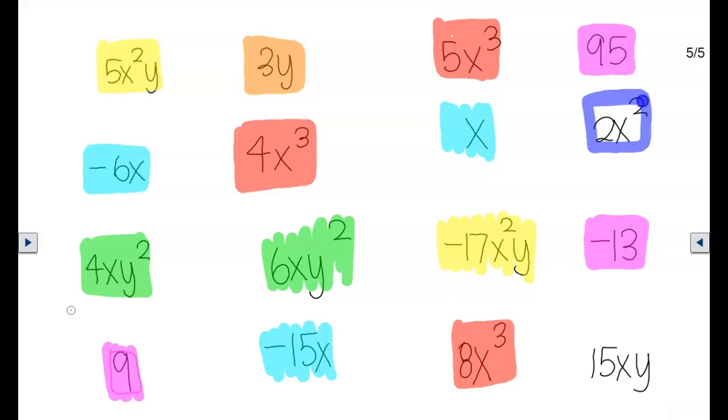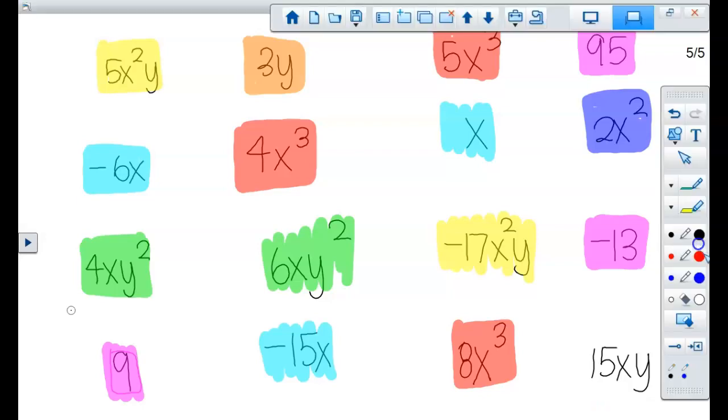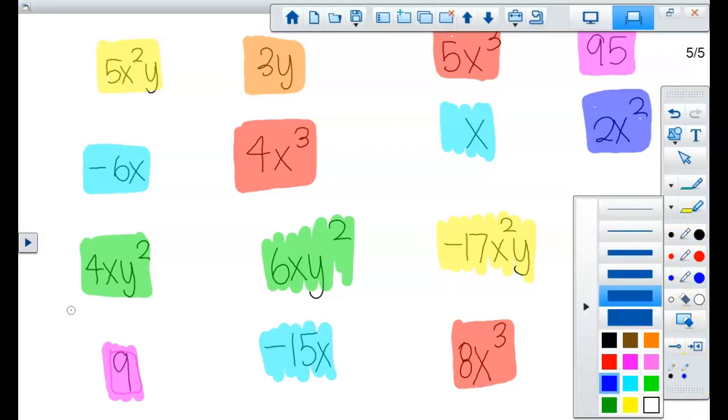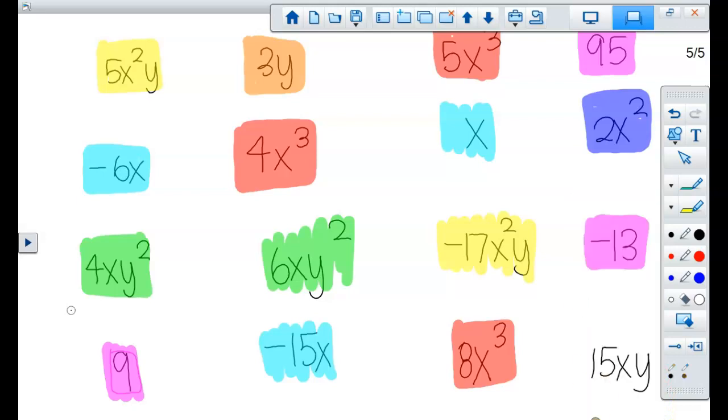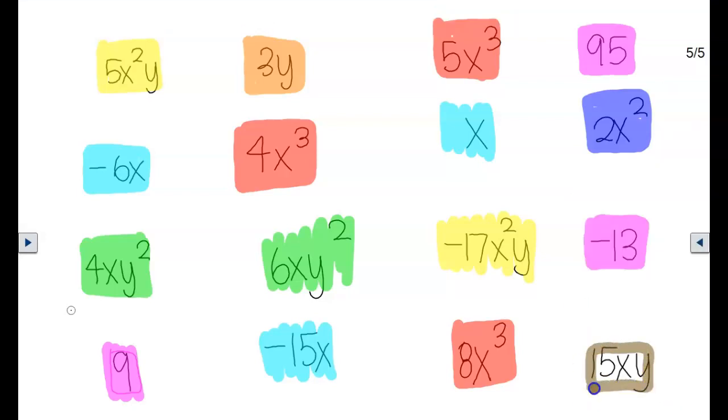2x squared, which has a last name of x squared. Nobody else is like him, so he's alone. And then we finish off with 15xy. That's not a very pretty color, but his last name is xy. So the like terms don't depend on their coefficients to be the same. What they depend upon is their last names to be the same, and we mean identical. They have to match perfectly.